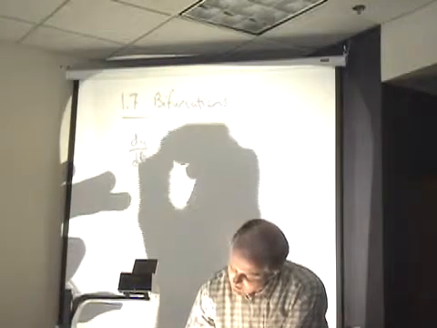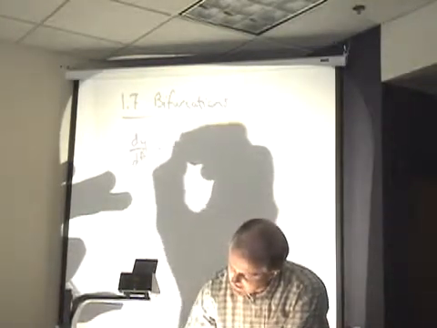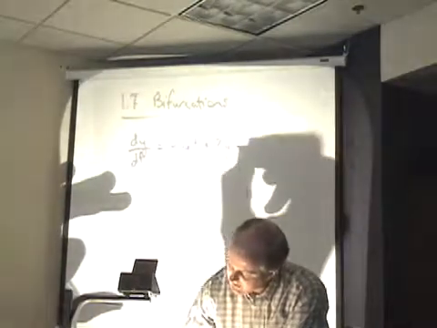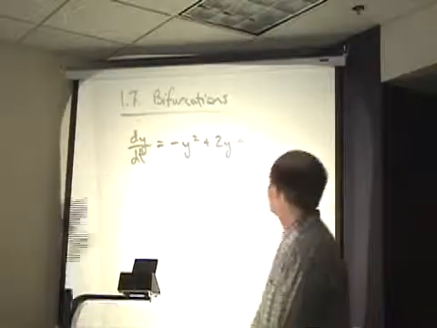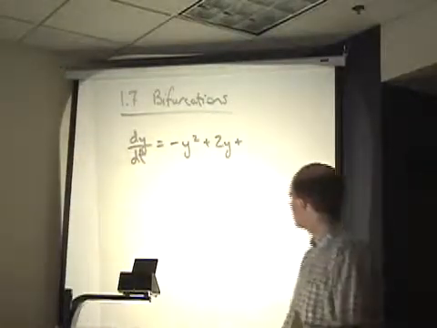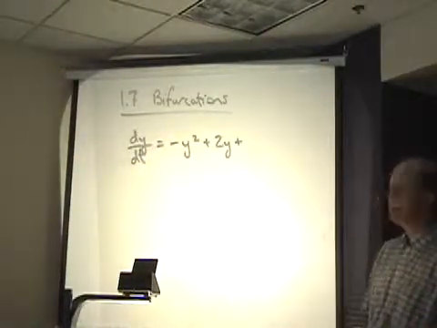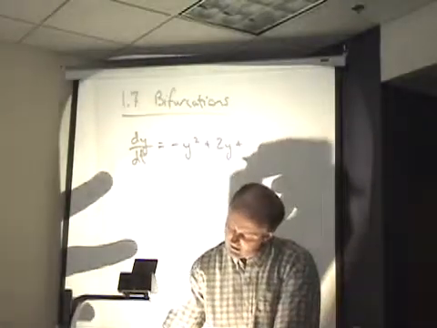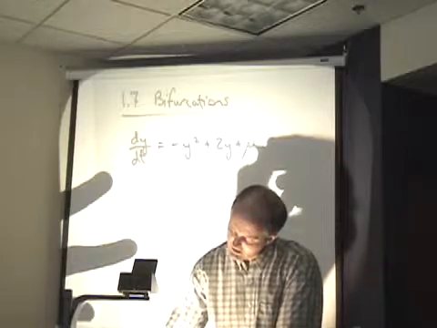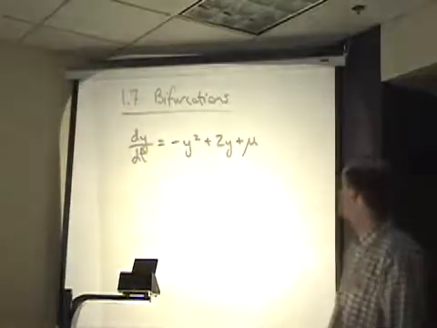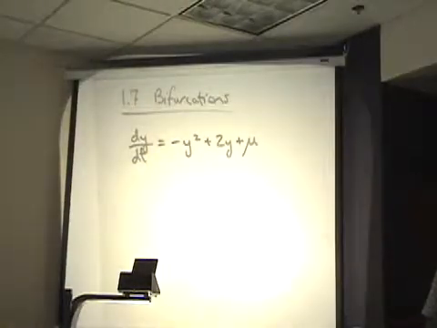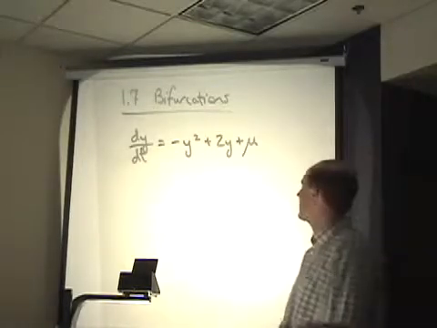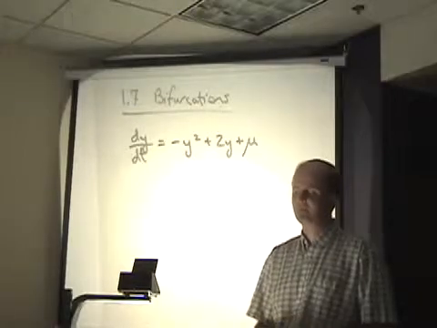I'm going to write down a differential equation. dy/dt equals negative y squared plus 2y plus, I'm not going to put a number and I'm not going to put a y next. Instead, I'm going to put another letter, a Greek letter. I'm going to call it mu. Mu is an example of something that you've read about. It's an example of a parameter.